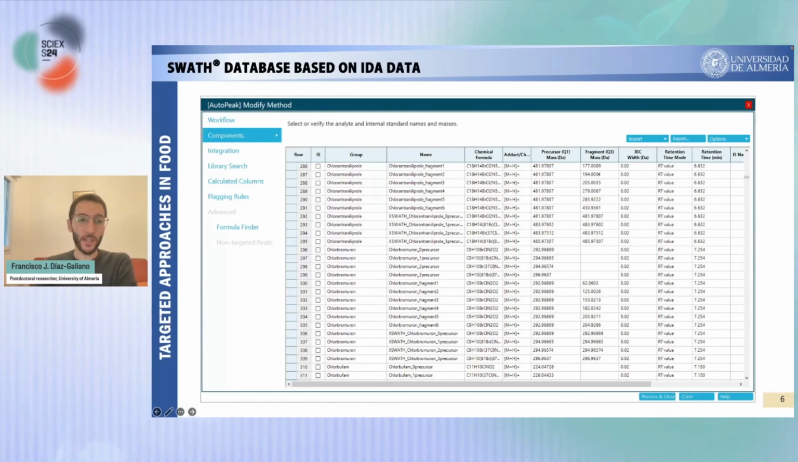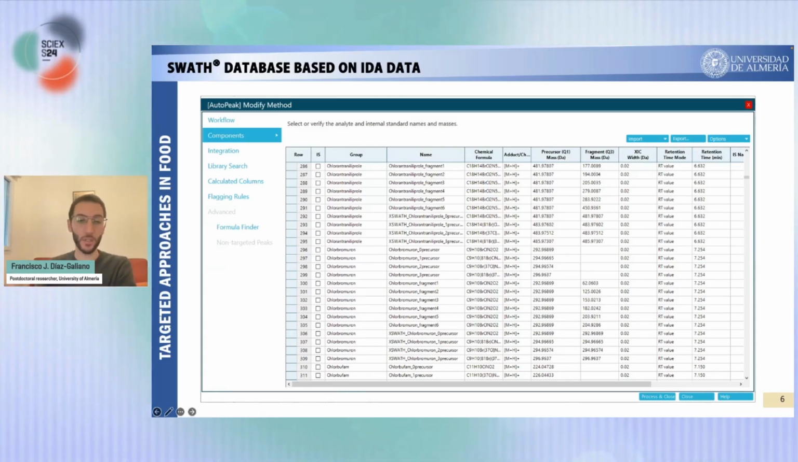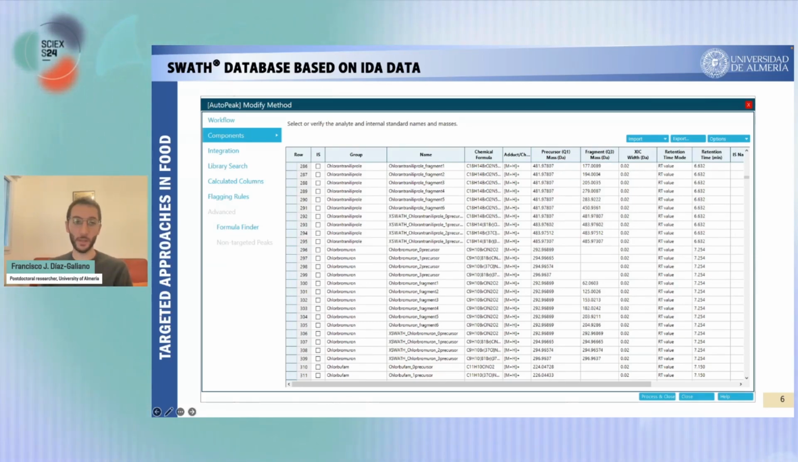For this reason, we injected the pesticide residue mixture in solvent, in acetonitrile and water at very high concentration using an IDA approach. And then we manually revised all the experimental IDA spectra and used the fragments we found to build our pesticide residue database. In the end, accounting for both precursor ions and fragment ions, we ended up with a database of about 2,800 ions that we employed for further method development.